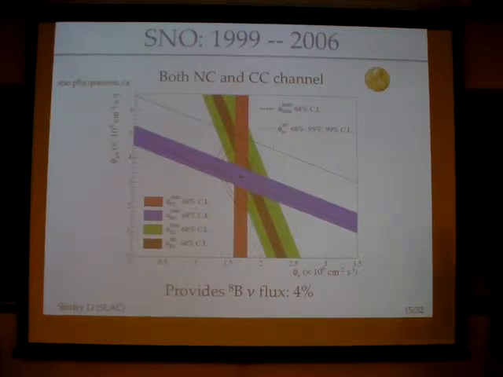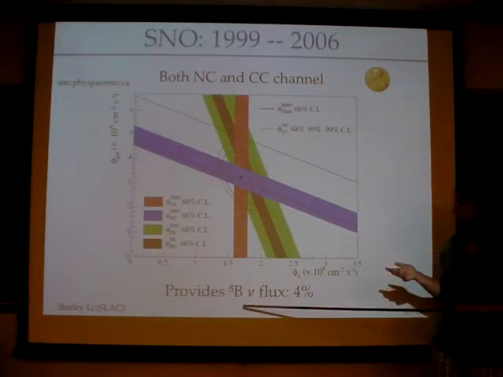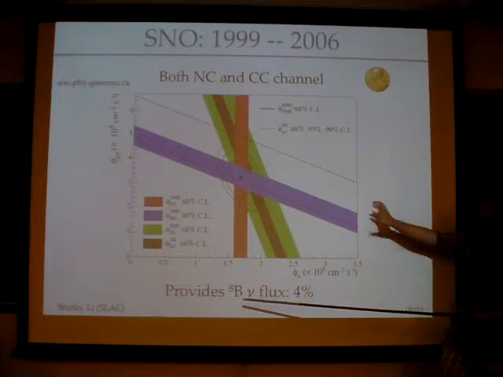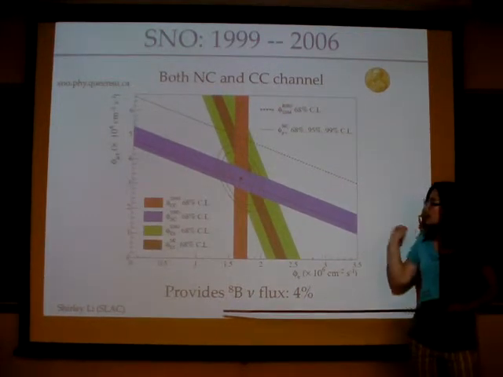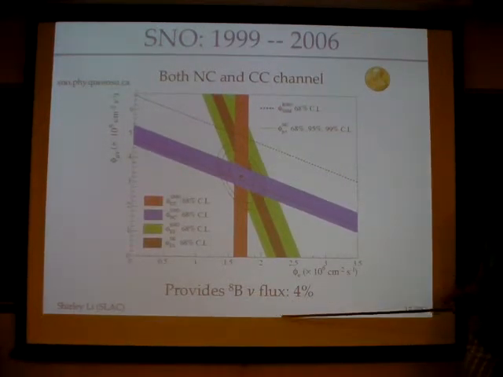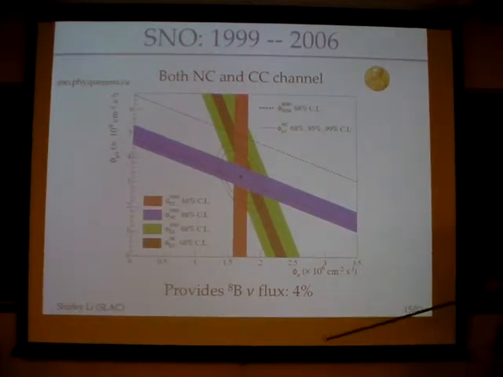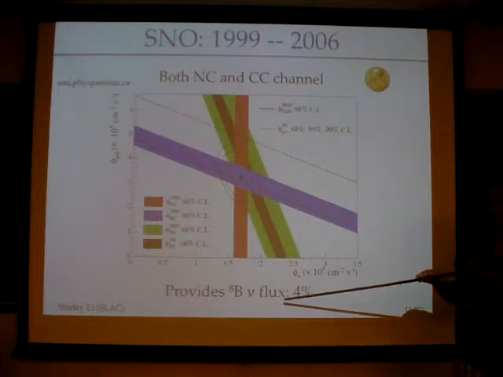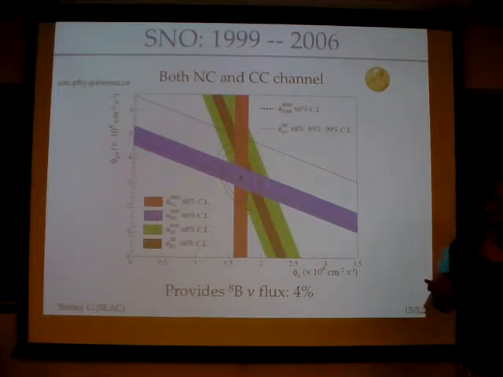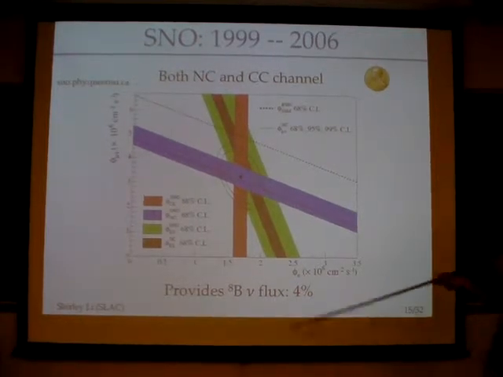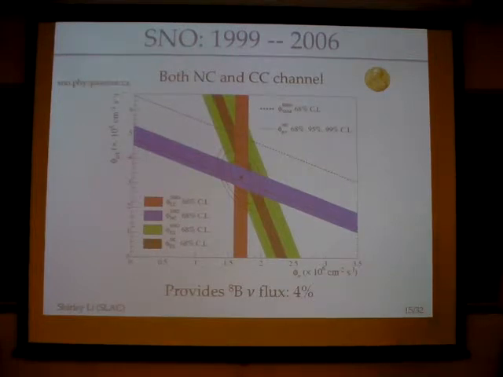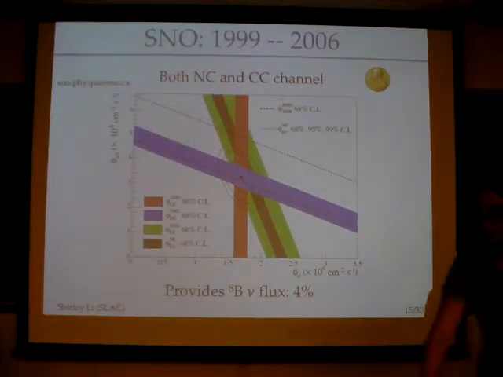So in terms of contributing to the current data set, because SNO was small by current standards, right now it only provides the total boron-8 neutrino flux, so basically this neutral current measurement. It measures the total boron-8 flux to 4%. And we have to rely on this measurement because theoretical predictions of this flux are worse, with something like a 14% error. So this is one constraint that we have to rely on today.